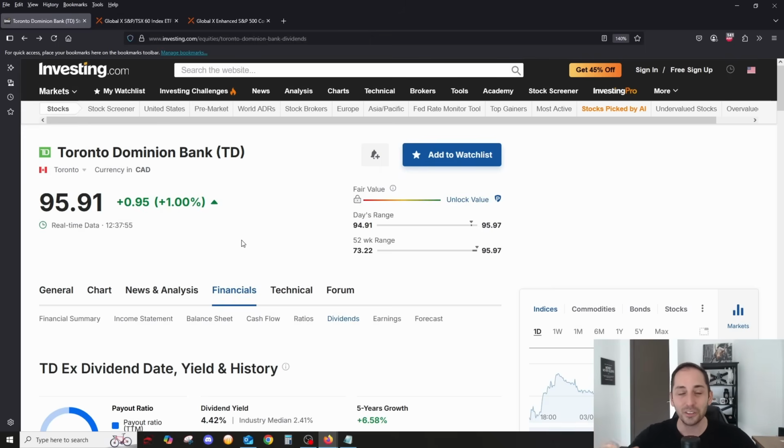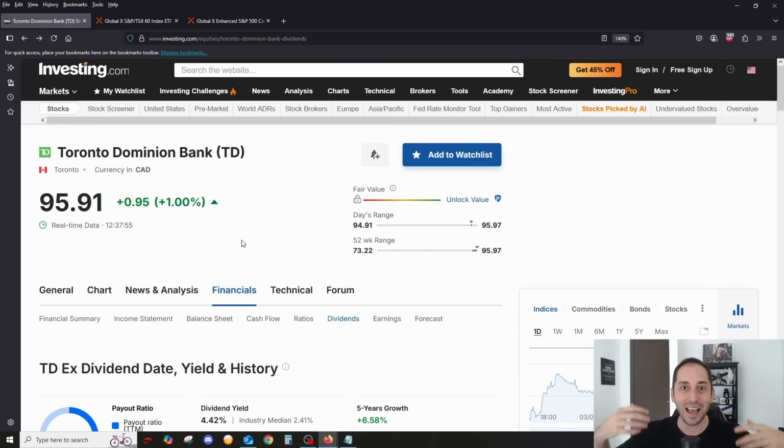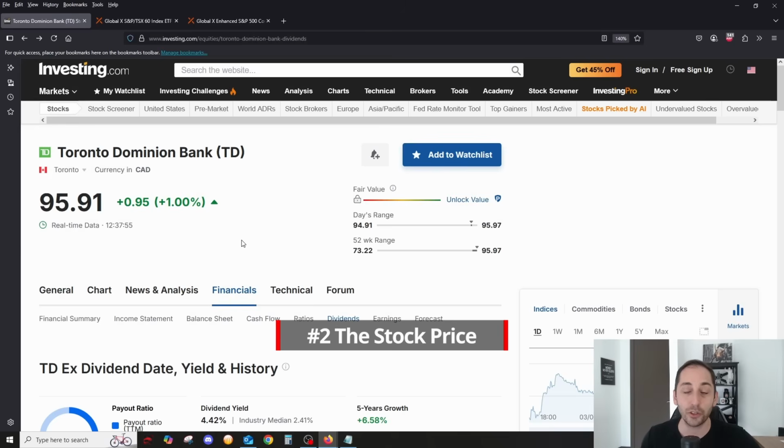So yield is typically expressed in percentage form annually. You could think of dividend yield as an annual interest rate. And it's based on two very important factors: the annual dividend rate, which is a dollar amount per share, and the stock price as well. Those are the two things you need to calculate the dividend yield.